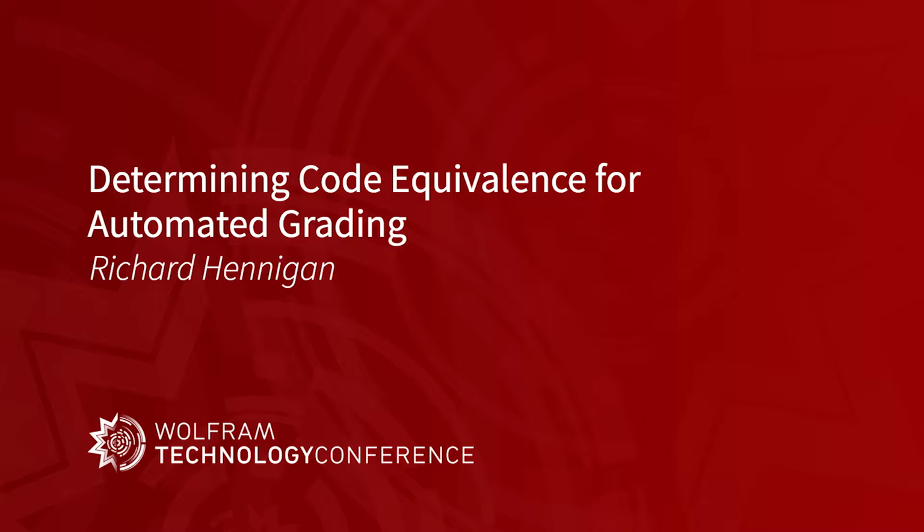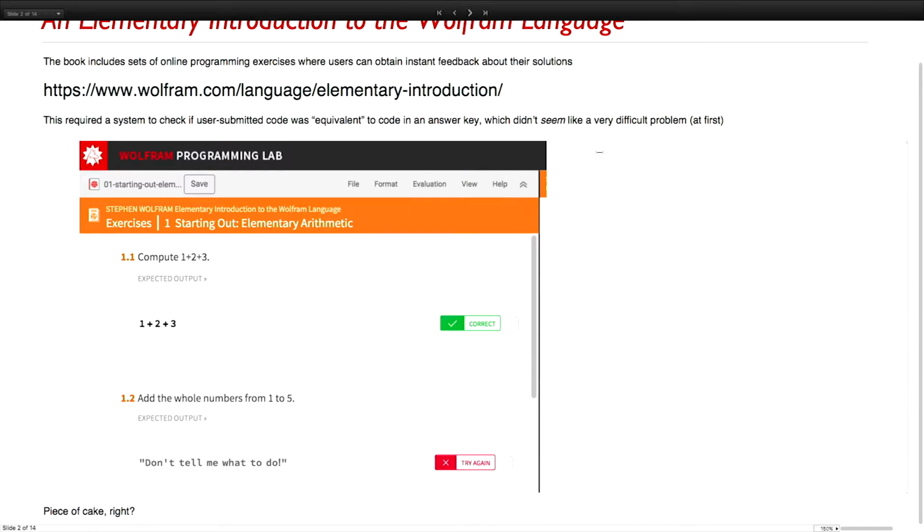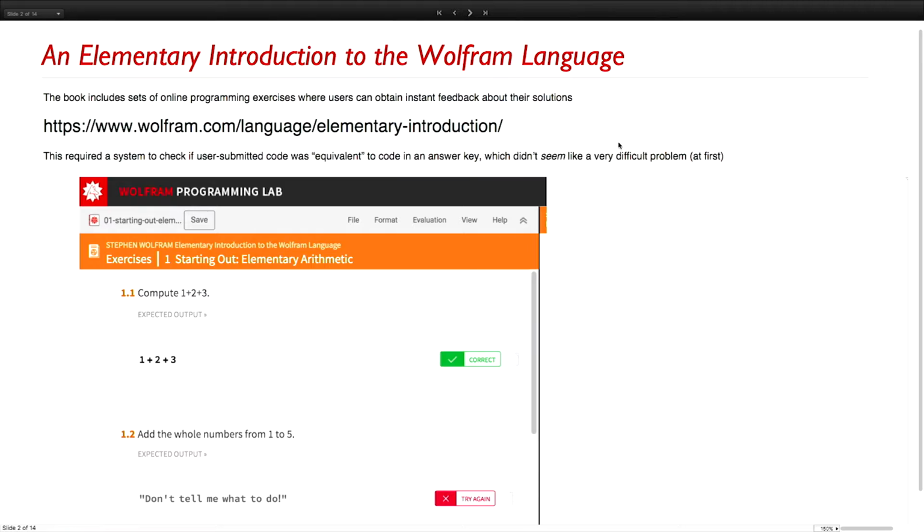So basically, one of the major things that I've worked on at Wolfram Research since I started about a year ago is the back-end code for the EIWL API that grades the exercises that go with the book. As an example of what they look like, in case you haven't seen it, but I'm guessing most people here have, this is how it starts out. If you want, visit this site here and try some of these out as we go.